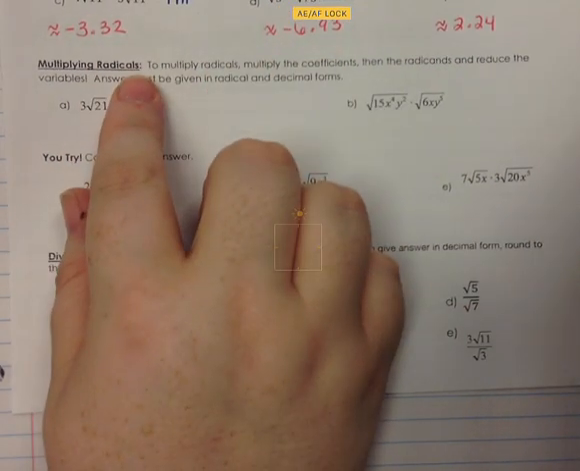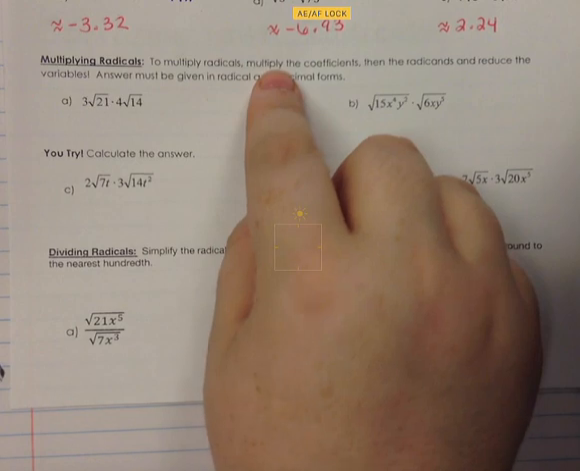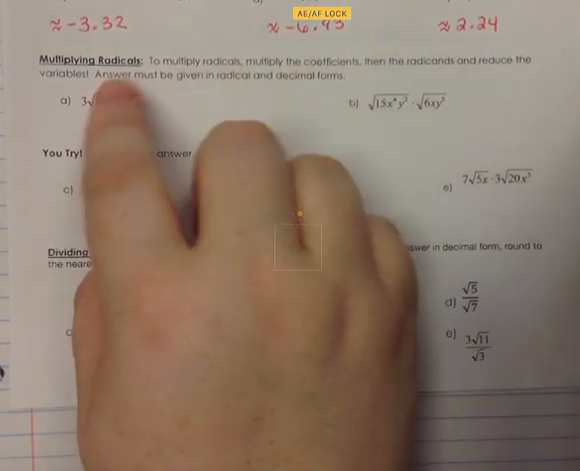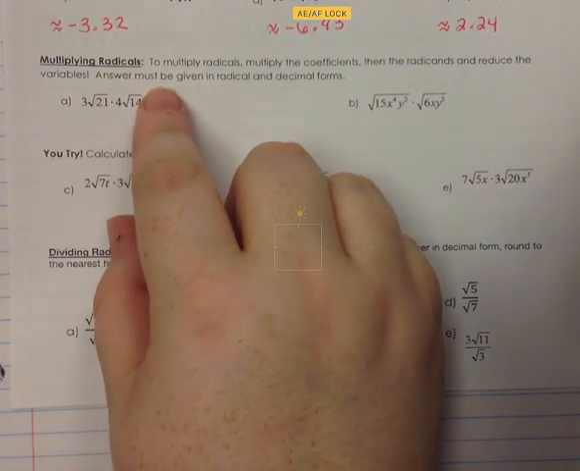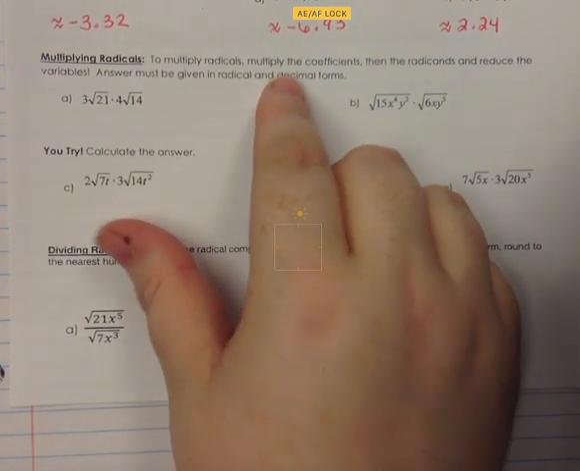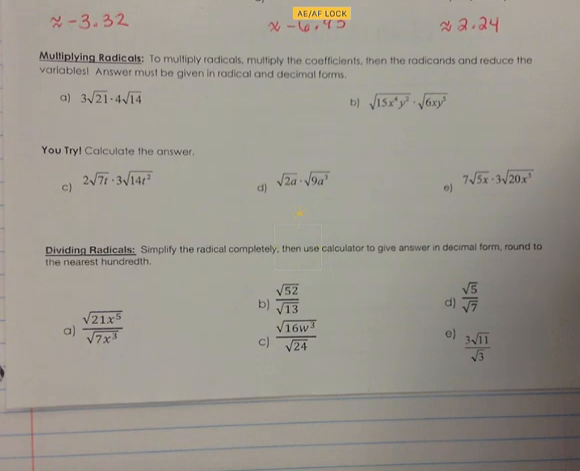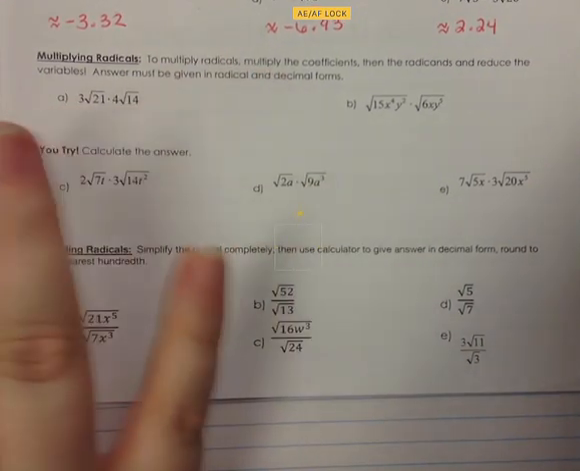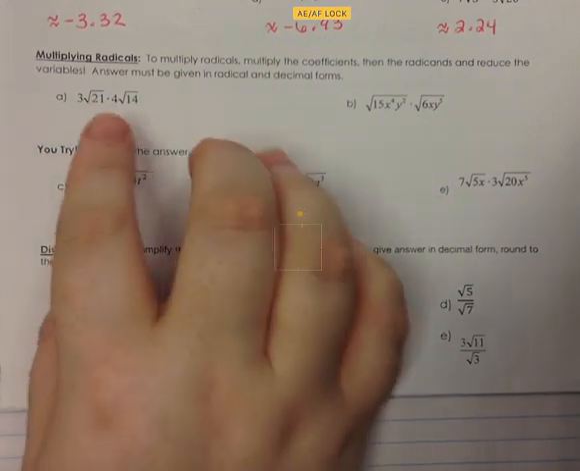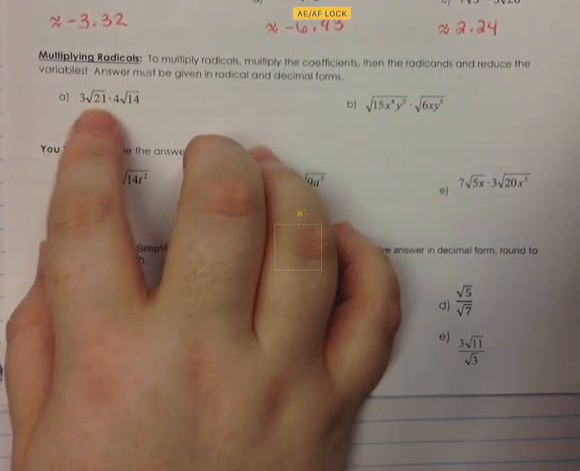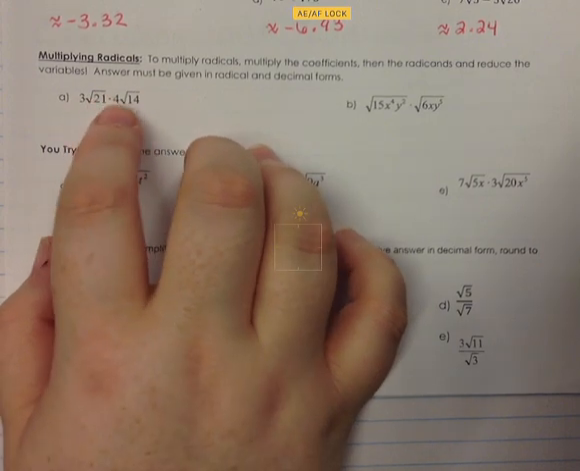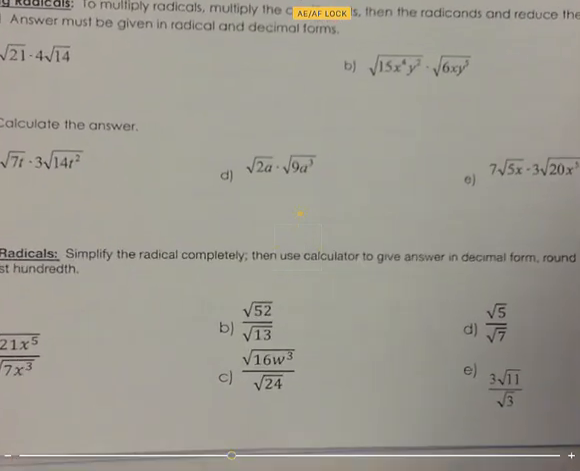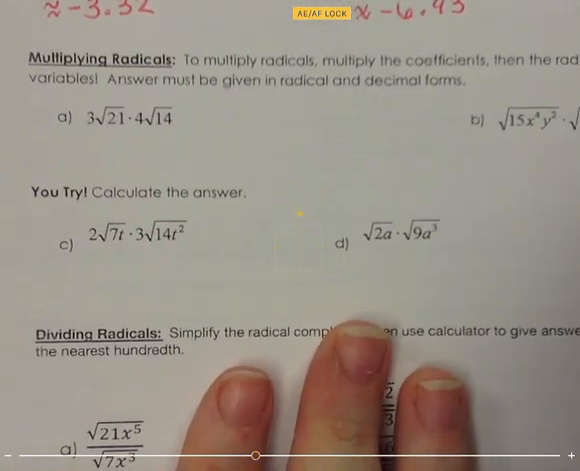So to multiply radicals, you have to multiply the coefficients, then the radicands, and reduce the variables. We're going to put our answer in radical and decimal form. I'm going to use my calculator to help me with the radical form, and then the decimal form is using a calculator straight to put the numbers in. On this one, because they are all numbers, you could actually just plug this straight into your calculator, but I do want to show you how to do this all by hand, especially if you have letters.